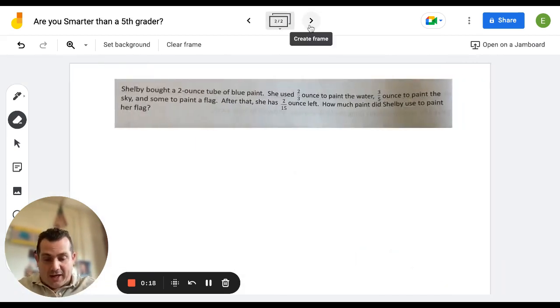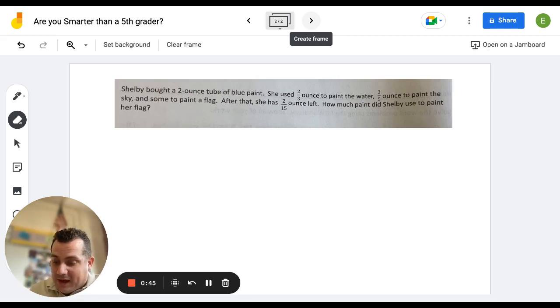We're going to take a look at this problem that we're doing, which is: Shelby bought a 2-ounce tube of blue paint. She used 2/3 of an ounce to paint the water, 3/5 of an ounce to paint the sky, and some paint to paint a flag. After that, she has 2/15 of an ounce left. How much paint did Shelby use to paint her flag?